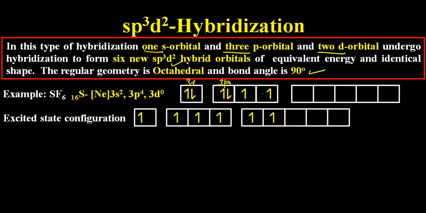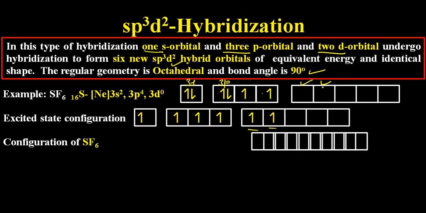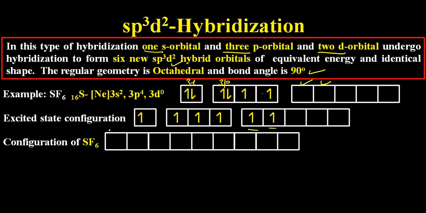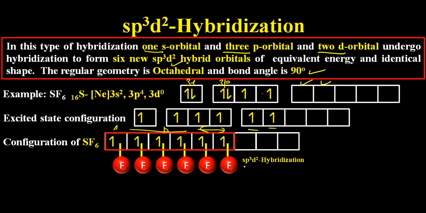to the vacant 3d orbitals like this. So we now have 2 electrons in the 3d subshell, which was earlier vacant. So as far as the configuration of SF6 is concerned, these 6 orbitals, meaning 1 from s, 3 from p and 2 from the d subshell, undergo hybridization to form sp3d2 hybridization, and all the unpaired electrons can now easily overlap with the 2pz atomic orbital of fluorine with 1 unpaired electron to form 6 sigma bonds. So there are 6 SF sigma bonds.